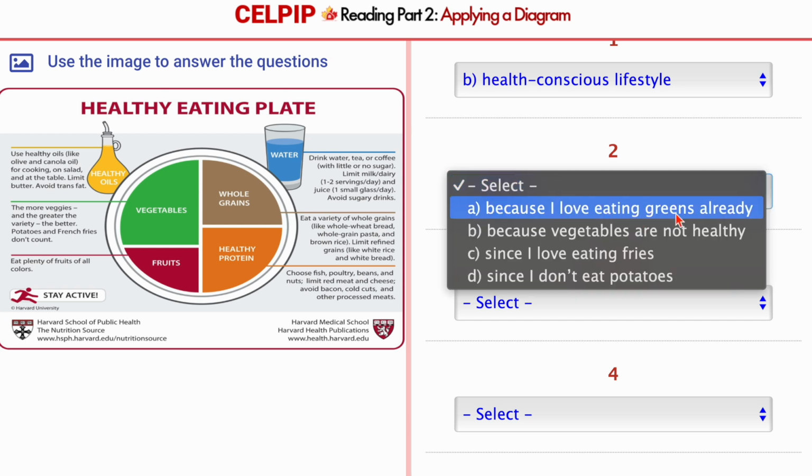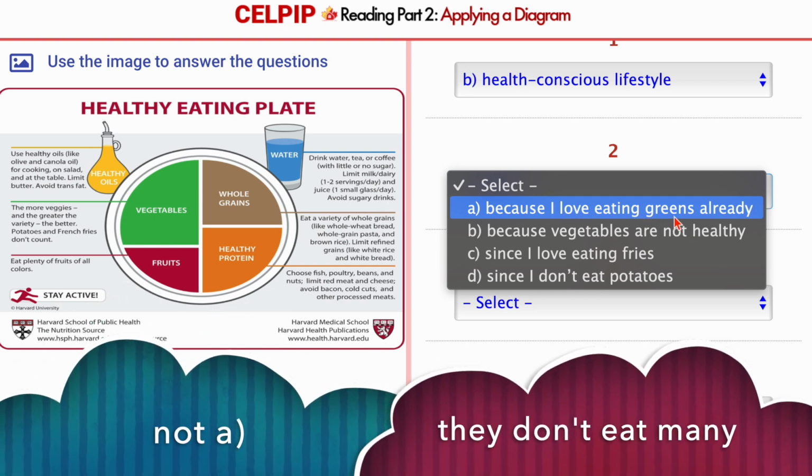Because I love eating greens already? Because vegetables are not healthy? Since I love eating fries? Since I don't eat potatoes? So I'm not a fan of the vegetables. So it's not A, right? I'm not a fan because, and also they don't eat many vegetables, so it shouldn't be I love eating greens.